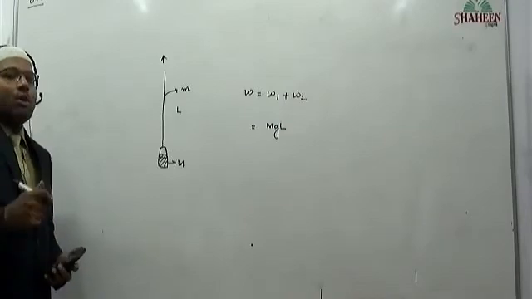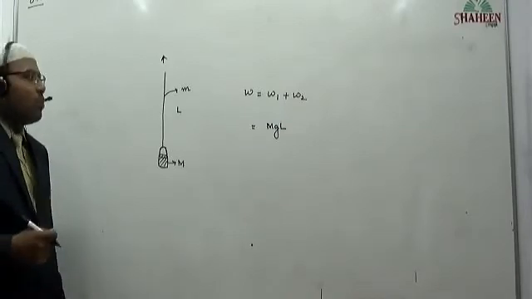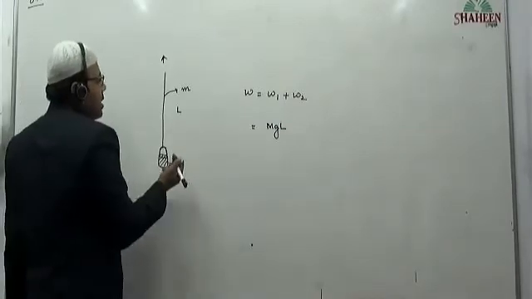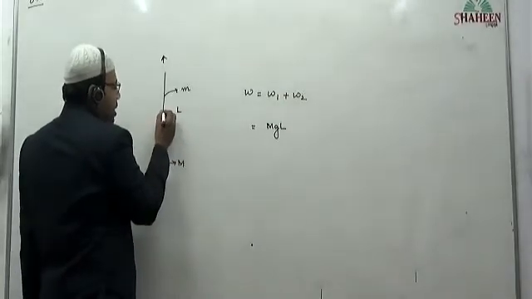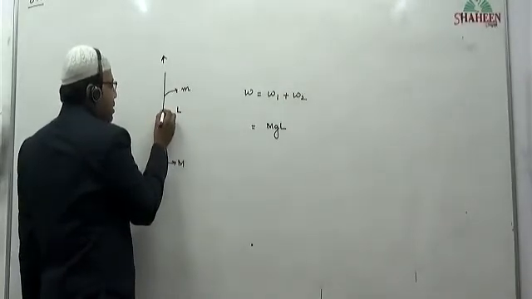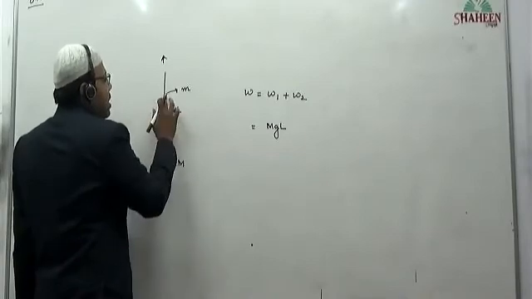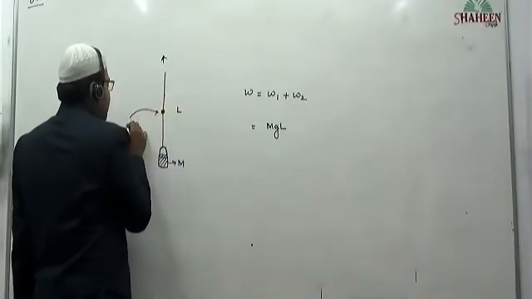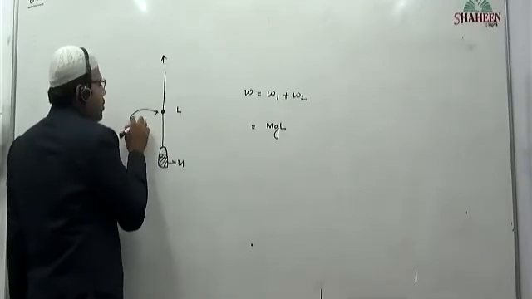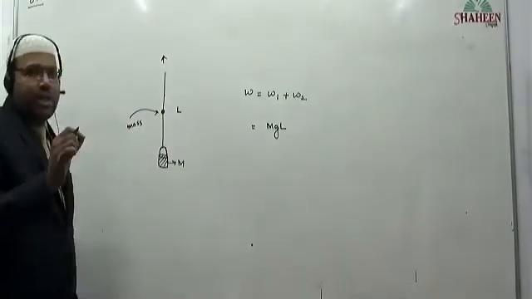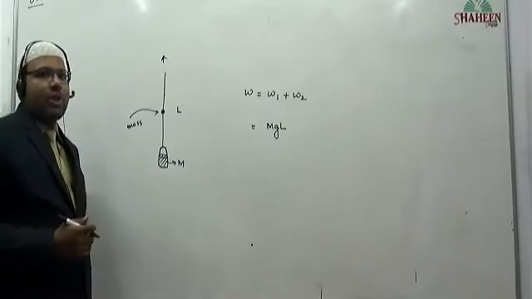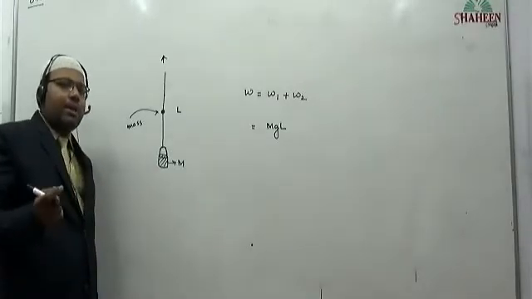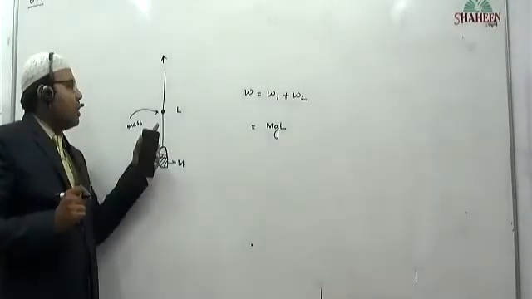Next, the rope is also being lifted, no? But for the rope, where is the center of mass? Now you will understand: the center of mass for the rope is here. That means the mass of the rope is completely concentrated here. I gave you the definition of center of mass: the point where the complete mass is concentrated.